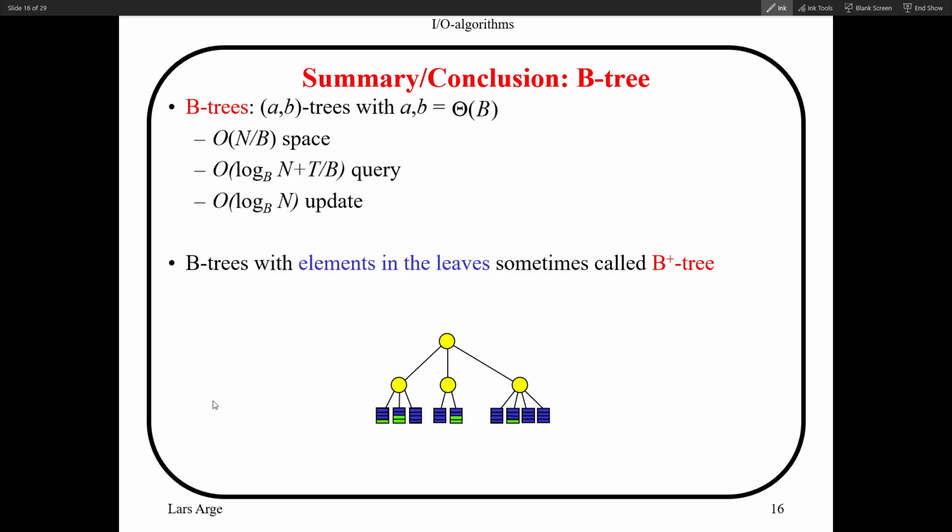And then by setting A and B to be theta of B, we get a data structure that has n over B space, has the optimal query time, and also has optimal update time. Okay. And this is sometimes called a B plus tree, because in this data structure we have assumed that the elements only appear in the leaves, and the internal nodes are just keys that guide the search.